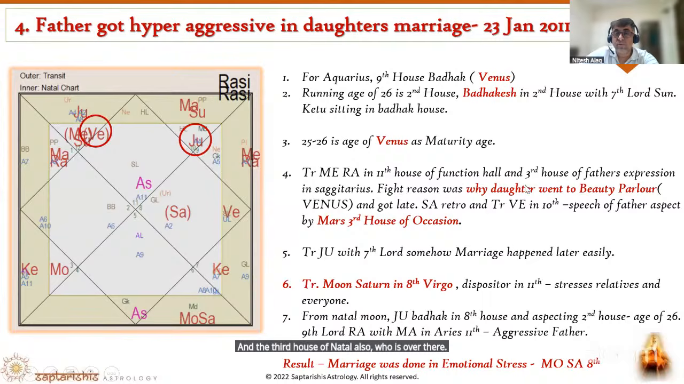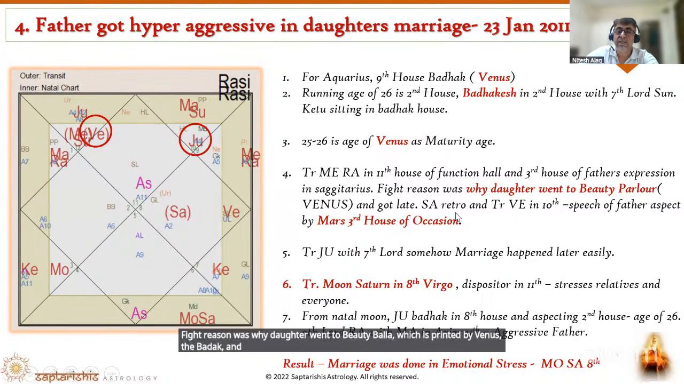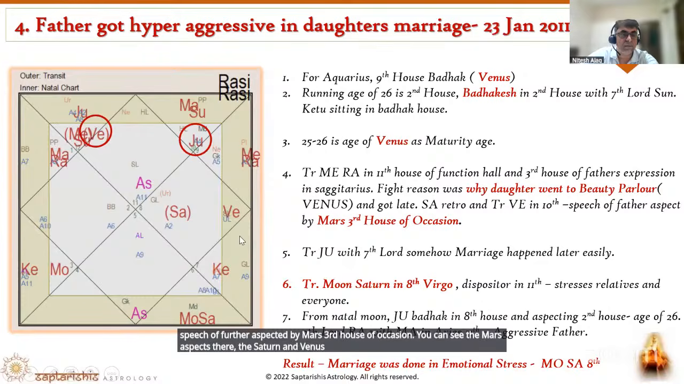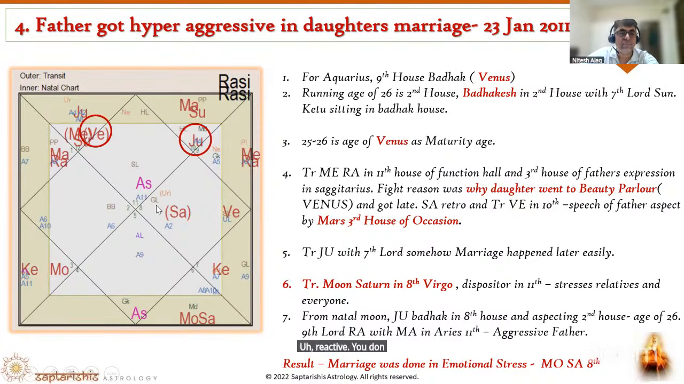The fight reason was why the daughter went to the beauty parlor, which is represented by Venus, the Badhak, and got late. Saturn retro and transit Venus in 10th. Speech of father aspected by Mars, the third house of occasion. You can see the Mars aspects the Saturn and Venus, which is the second house of father. This Saturn Venus is in Scorpio. So you can understand that the father is reactive. You don't know when it happens. Mars aspecting over there, Saturn and Venus.